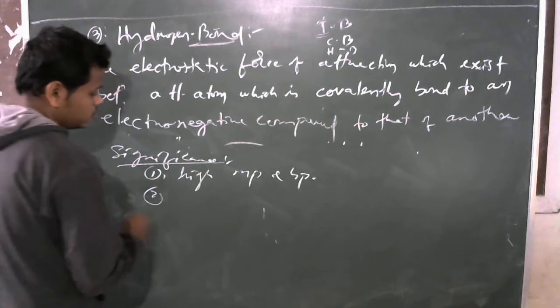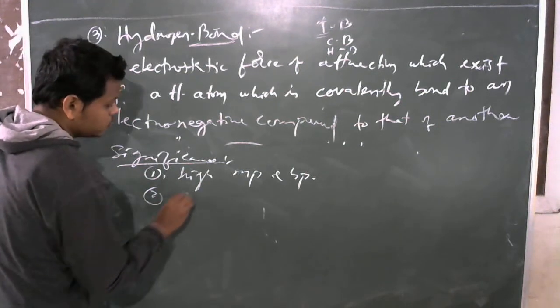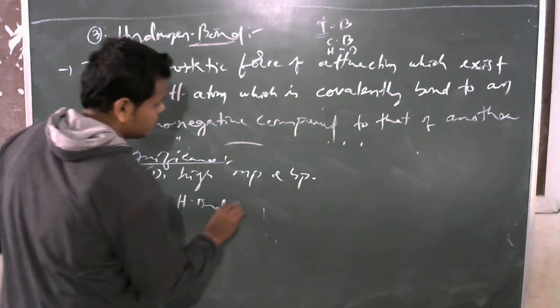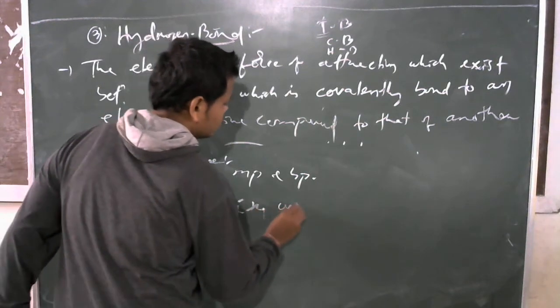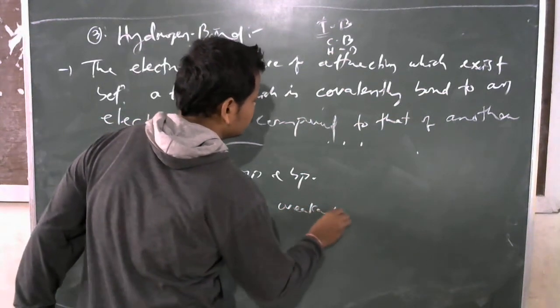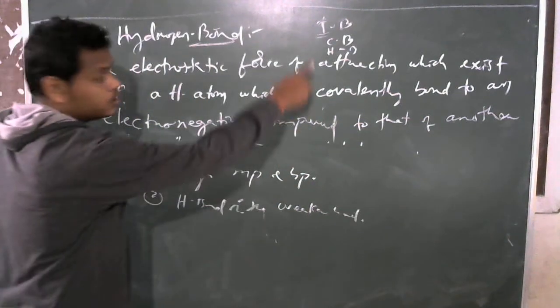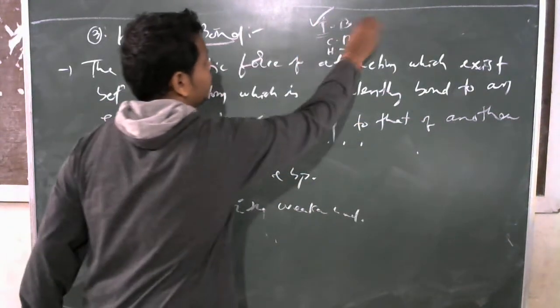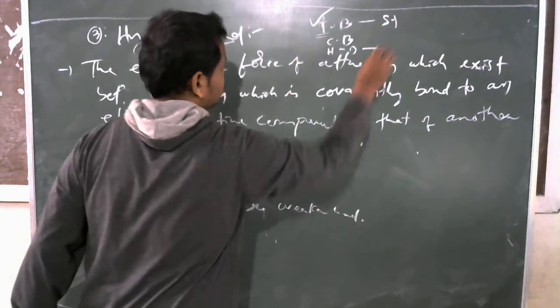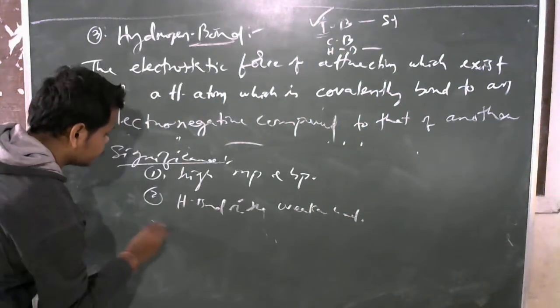The significance is second, right? Hydrogen bond is the weaker bond among ionic, covalent and hydrogen. And which is the strongest bond? Your ionic bond. Ionic bond is the strongest bond. Hydrogen bond is the weakest bond.